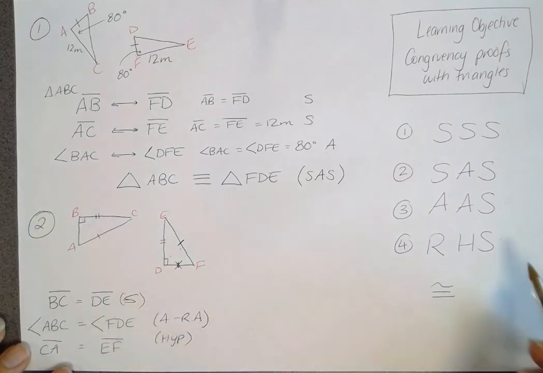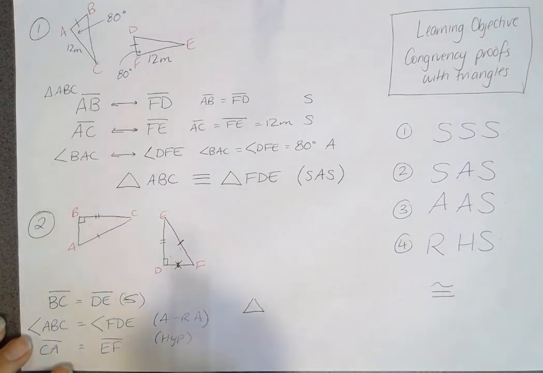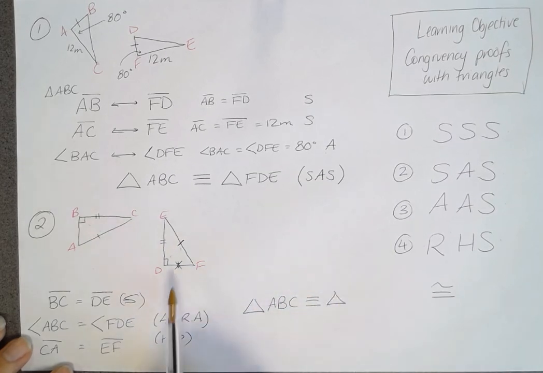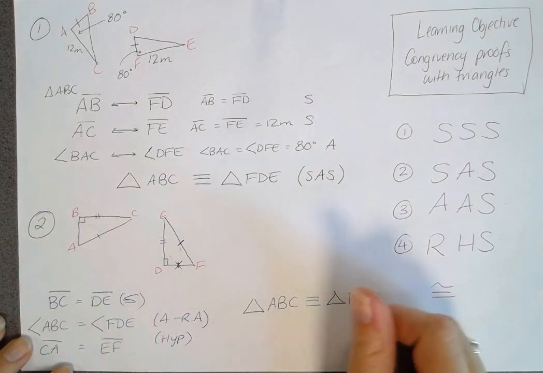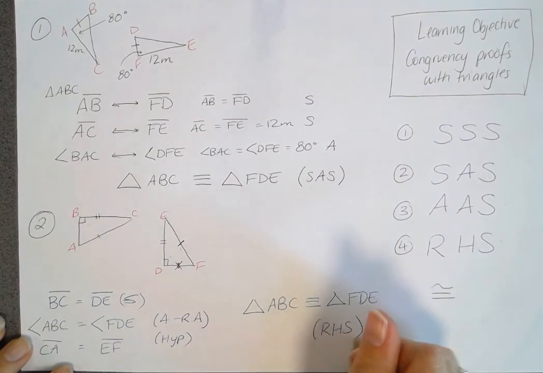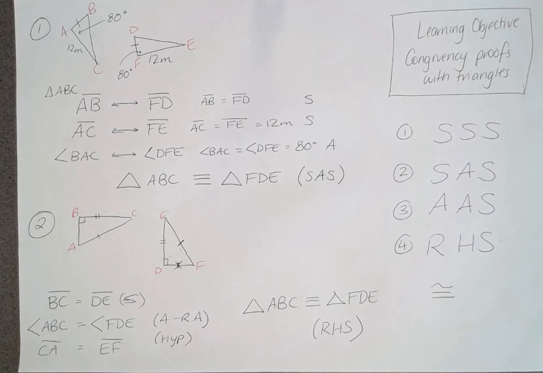Okay, so now we can prove that we have a side, we have a right angle and we have a hypotenuse. If we look over here, we have the right angle, hypotenuse, side, so therefore we can say triangle ABC is congruent to triangle FDE because of right angle, hypotenuse, side. Okay, apart from my silly mistake there, I've got to work on rotating my shapes. That is how we do a congruency proof.